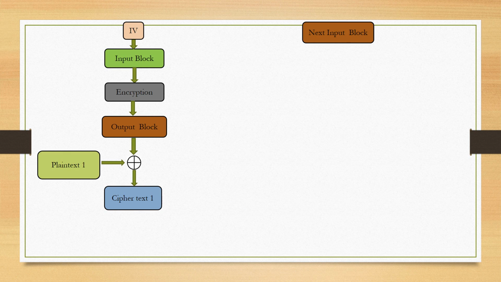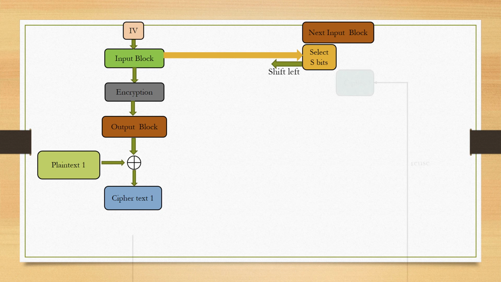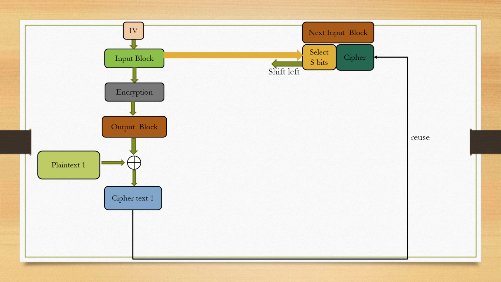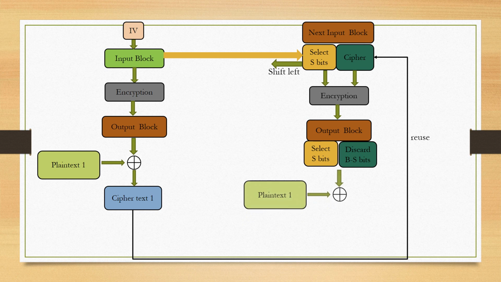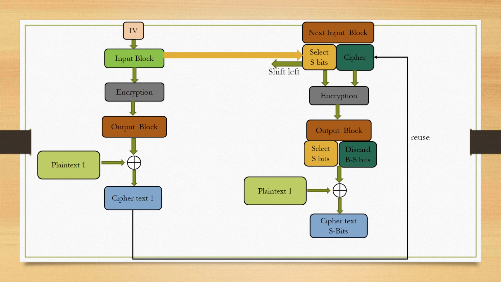The next input block is needed in order to get the next S bits of ciphertext. The input block from the previous step will be shifted left by S bits and used as the leftmost bits of the new input block. The ciphertext from the previous step will be reused as the rightmost bits of the new input block. Now the new input block has been obtained. Next, the new block is encrypted in order to get the output block. The S bits of the output block and the next S bits of the plaintext are XORed to obtain the next ciphertext. This process will be repeated until all ciphertext has been obtained.